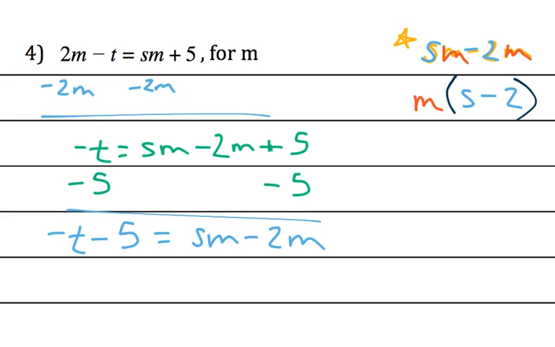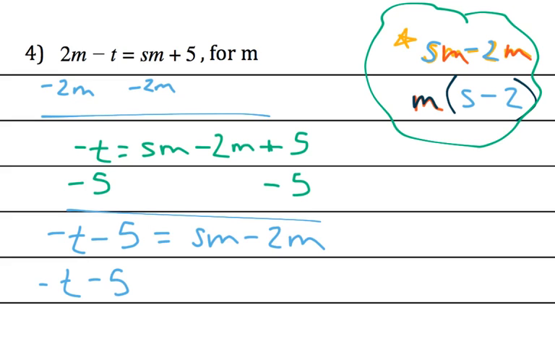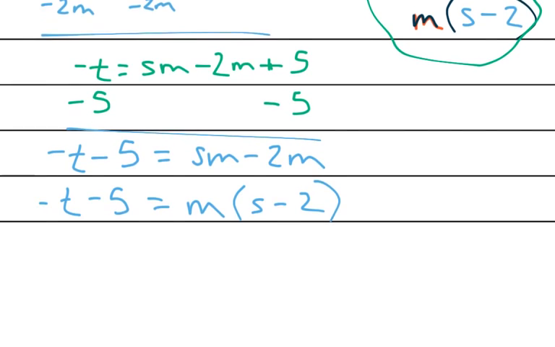And what we're really doing is reversing the distributive property. And you did this earlier on, but it's been a while. So make sure that it's clear that m times s minus 2 would really be the same as sm, or ms, minus 2m. And I show that because this side thought is helpful so that when I go back and write negative t minus 5 equals m times s minus 2, it doesn't seem as scary.